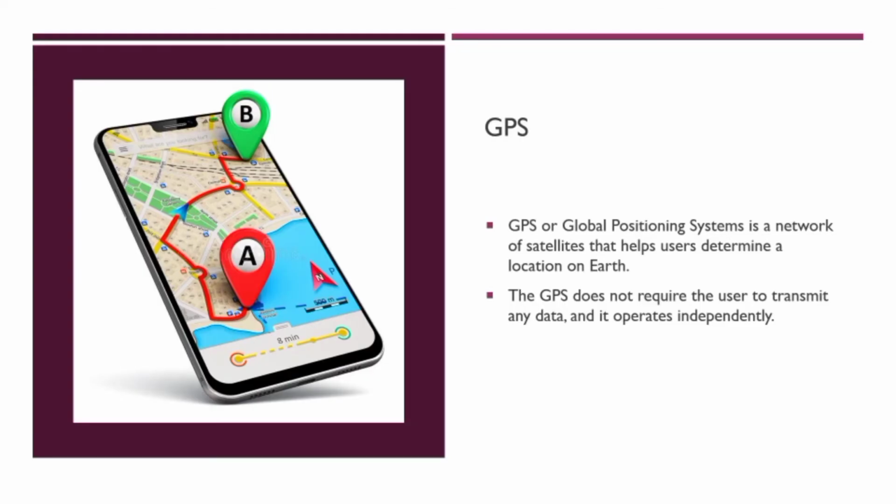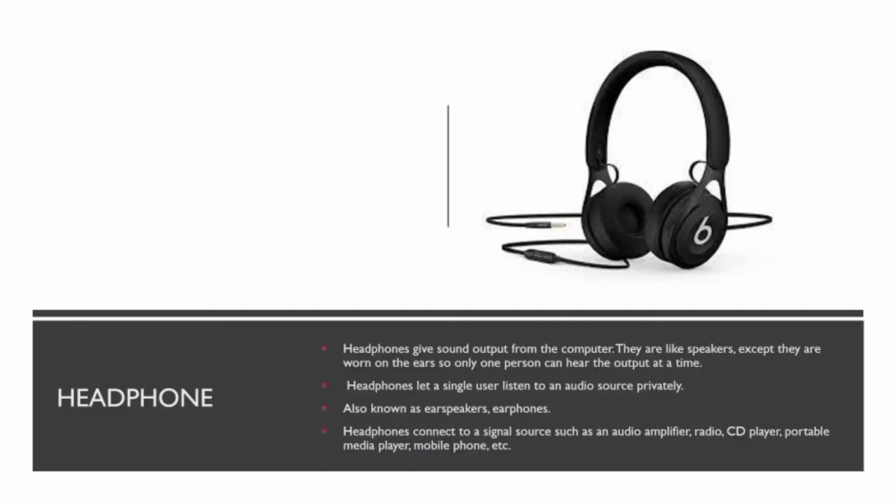GPS. GPS, or Global Positioning System, is a network of satellites that help users determine a location on Earth. The GPS does not require the user to transmit any data and it operates independently.